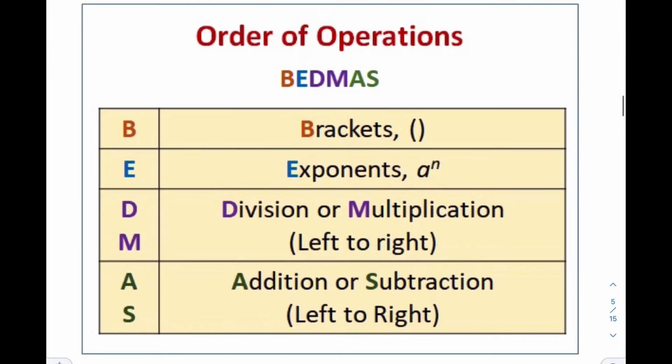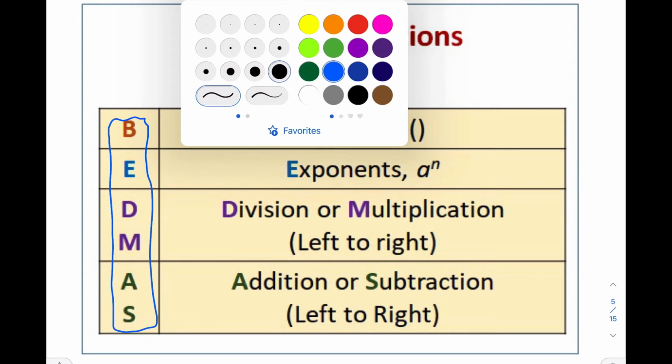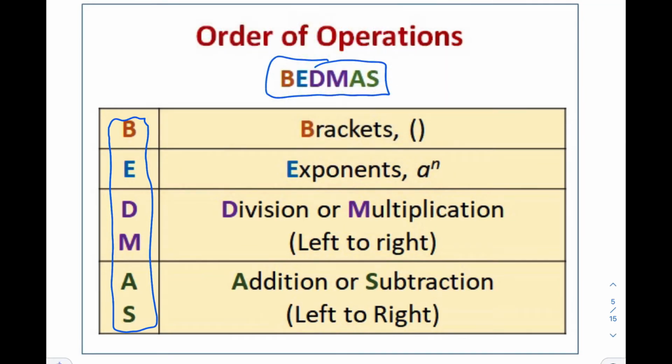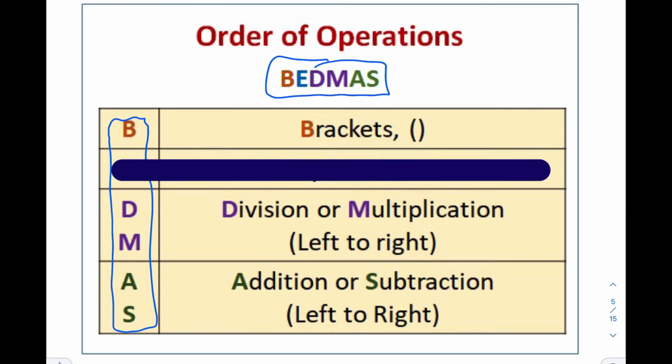Now whenever we're doing algebraic work or work with algebraic expressions, we have to follow what's called an order of operations. And some people like to call it BEDMAS because the letters here spell BEDMAS. Now I'm going to simplify this a bit. We don't need to worry about exponents. For our purposes here, we're going to cross out exponents.